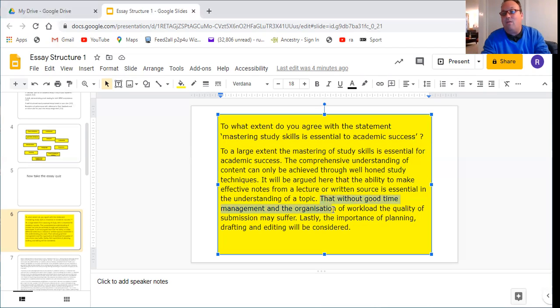The next is that without good time management and organization, the quality of submission may suffer. Okay, so you can see our signpost is saying the next paragraph is going to be about time management and organization of work and how important that also is in going together. And then it says, lastly, the importance of planning, drafting, and editing will be considered. So you've got the three elements, the three paragraphs it is looking to go into.